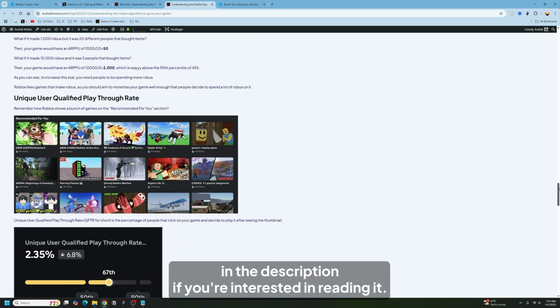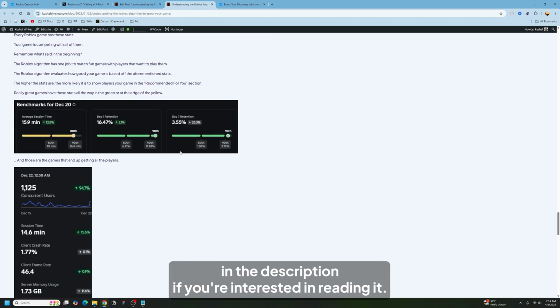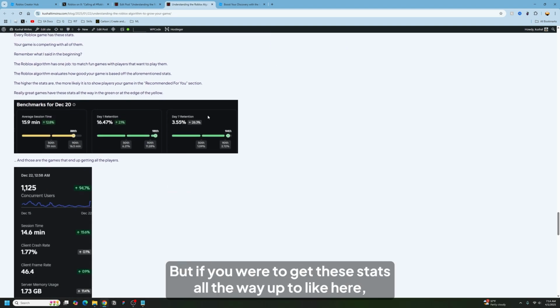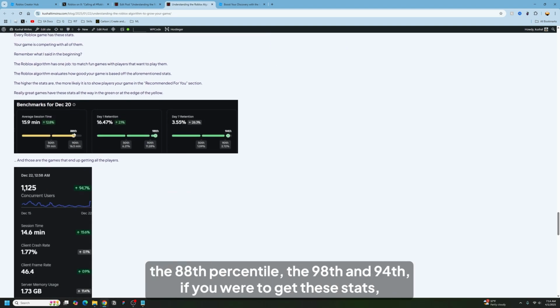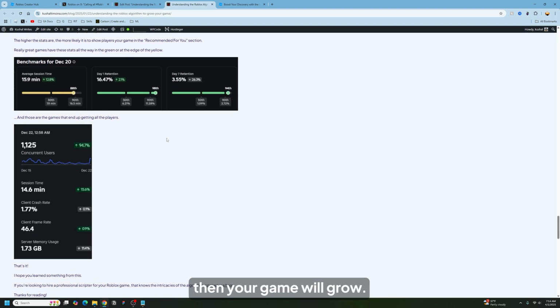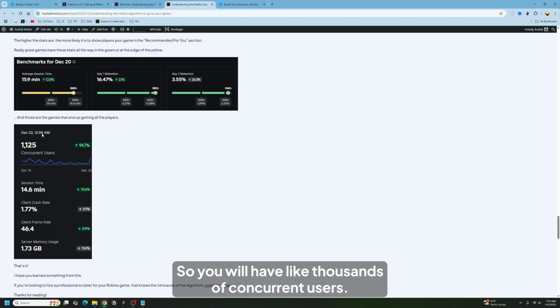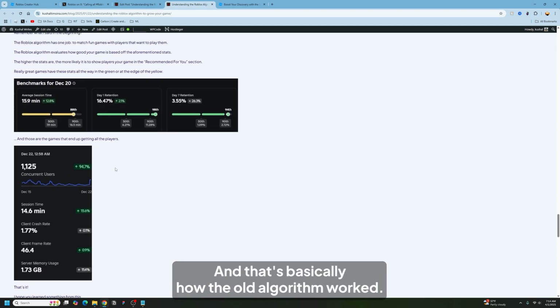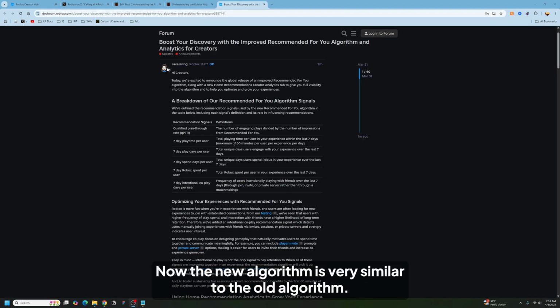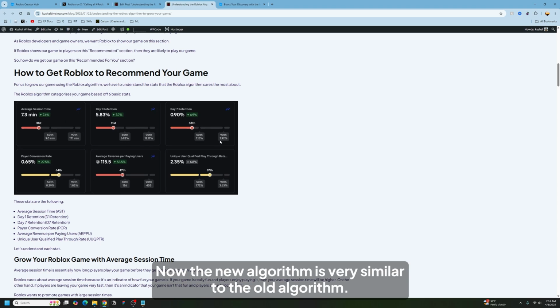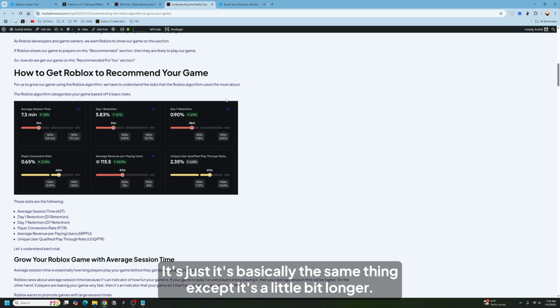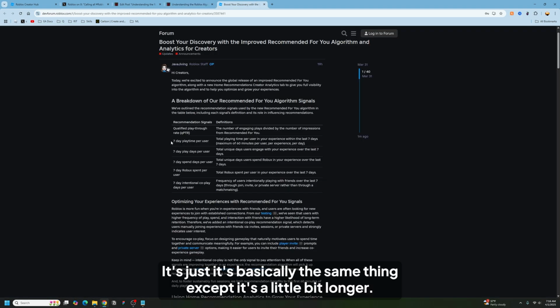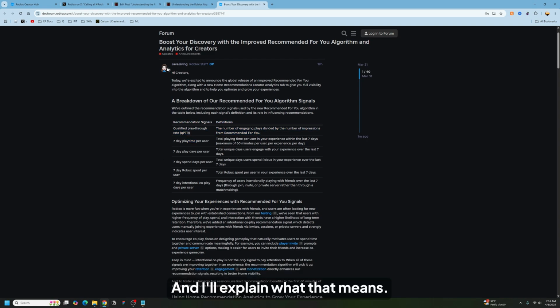and I'll link this article in the description if you're interested in reading it, but if you were to get these stats all the way up to like here, the 88th percentile, the 98th, the 94th, then your game will grow. So you will have thousands of concurrent users, and that's basically how the old algorithm worked. Now the new algorithm is very similar to the old algorithm. It's basically the same thing, except it's a little bit longer, and I'll explain what that means.